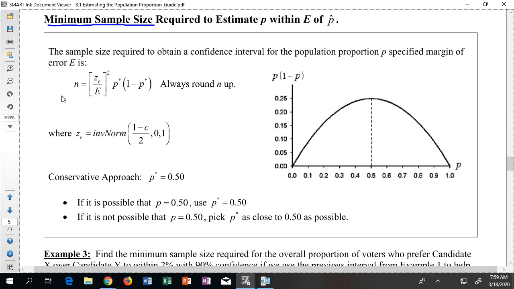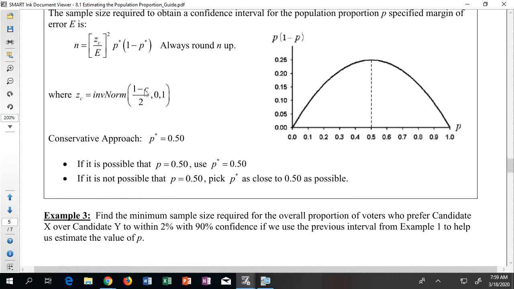Okay, by itself, that's like a whirlwind. I have no idea what that means, so here's even more information. ZC can be calculated by doing an inverse norm of the following stuff. Notice in there you just have C, your level of confidence. Okay, that's also confusing. In addition to this, we're going to have to figure out what in the world this new symbol P star is.